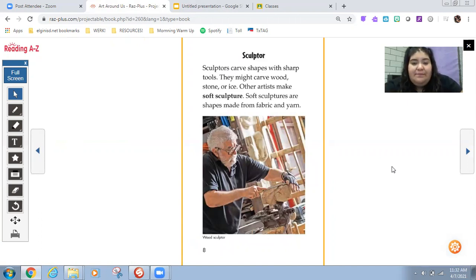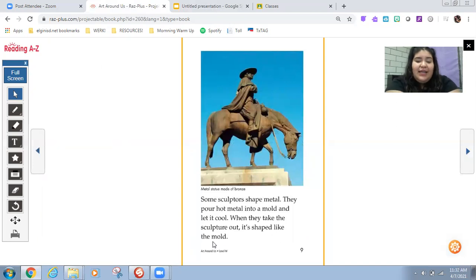Sculptors carve shapes with sharp tools. They might carve wood, stone, or ice. Other artists make soft sculpture. Soft sculptures are made from fabric and yarn. And so here we have a photograph and it says wood sculpture. This is what he's doing. And we have another photograph and it says metal statue made of bronze. Okay, so some sculptures shape metal. They pour hot metal into a mold and let it cool. And when they take the sculpture out, it's shaped like the mold.